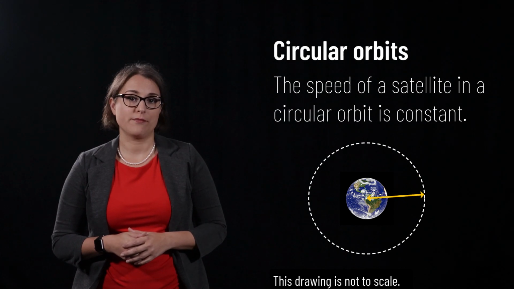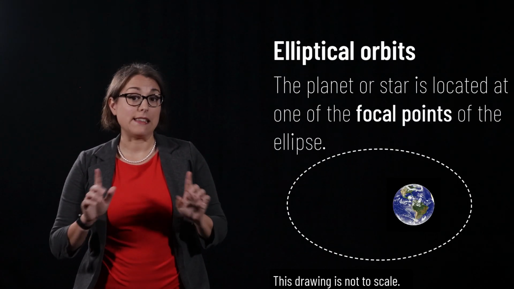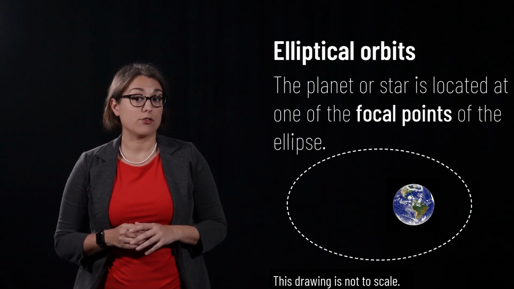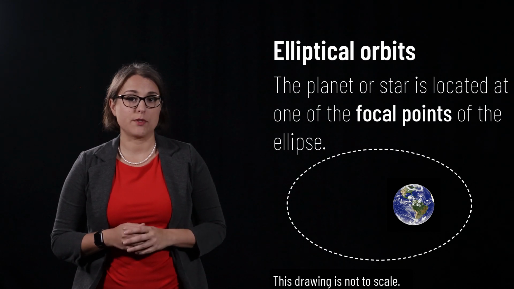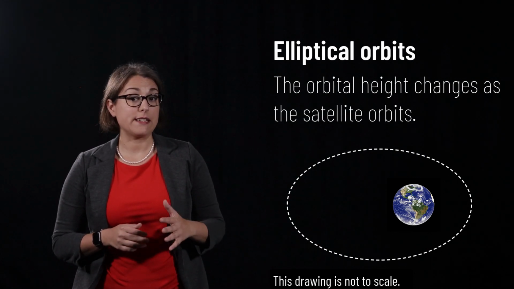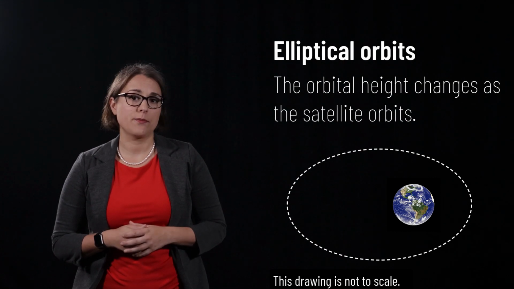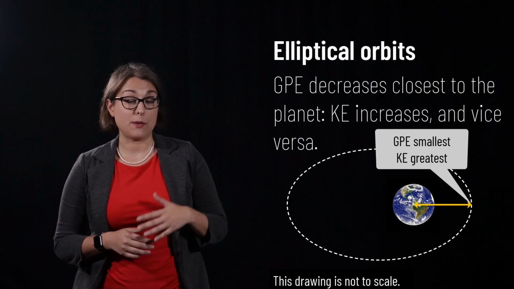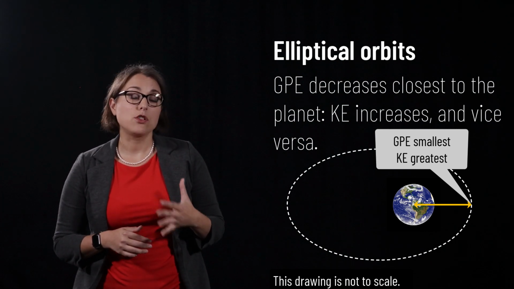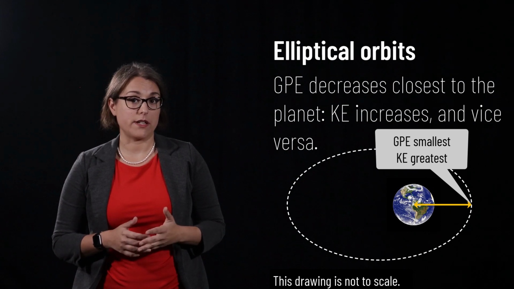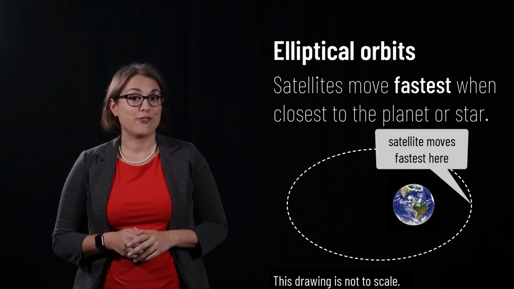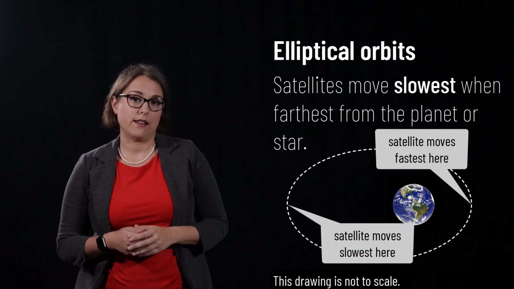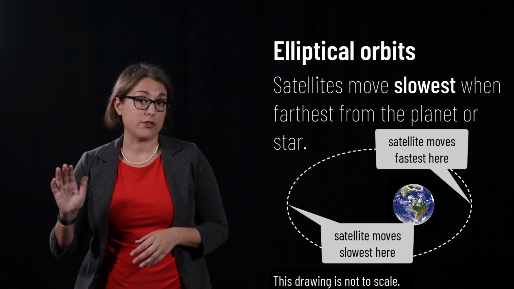same throughout the motion. Now, let's consider an elliptical orbit. The satellite will orbit around a planet or a star, with the planet or star at one of the focal points of the ellipse. As the satellite moves, the distance away from the planet or star changes. However, mechanical energy is conserved. This means that as the GPE decreases, when the satellite is closest to the planet, the KE will increase, and vice versa. Therefore, when the satellite is closest to the planet, it will be moving at the fastest speed. When the satellite is farthest away from the planet, it will be moving at the slowest speed.